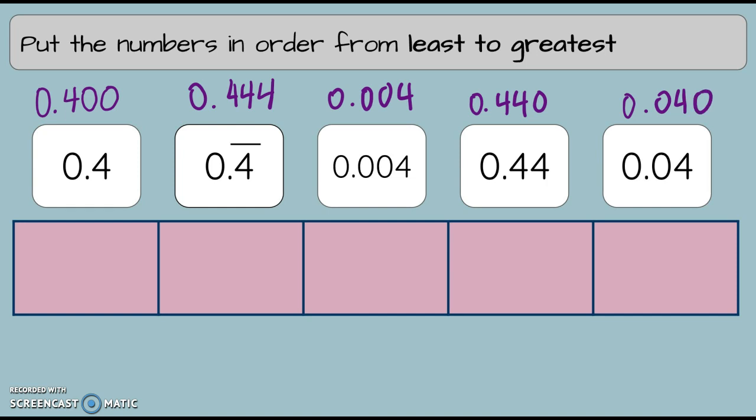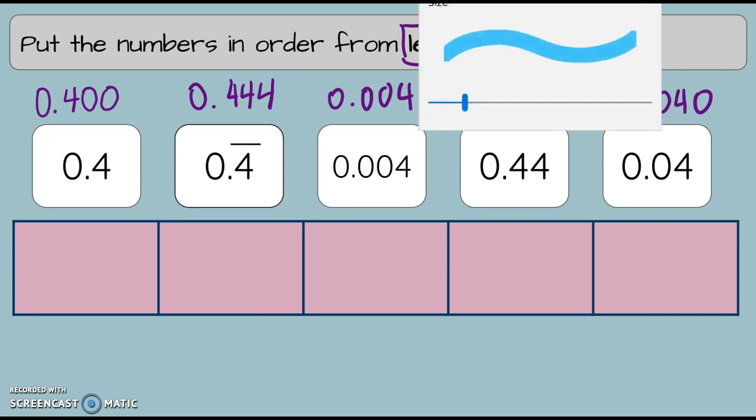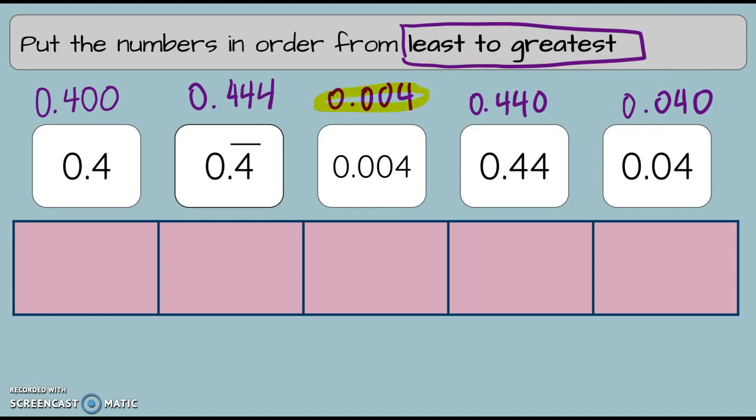So now when I'm comparing these numbers, I can kind of ignore the decimal and just read the number that I see. So my first number I would read as 400. This is 444, 440, and 40. So I need to check my directions, and my directions say I need to order from least to greatest. So the smallest number out of all of these numbers up top would be 4. So 4 is my smallest number.